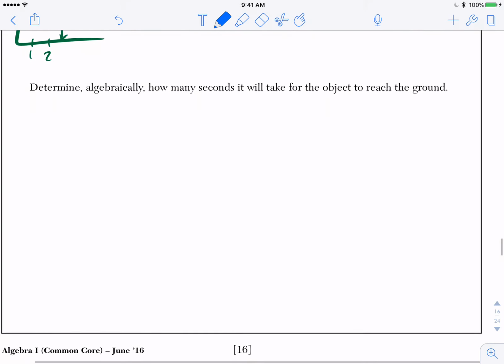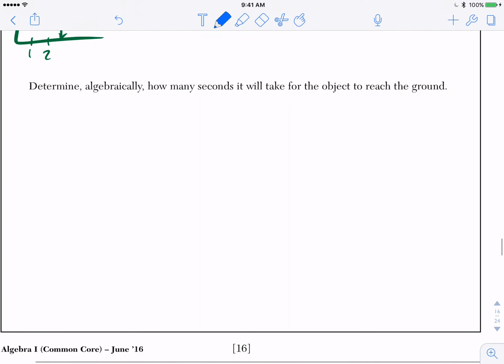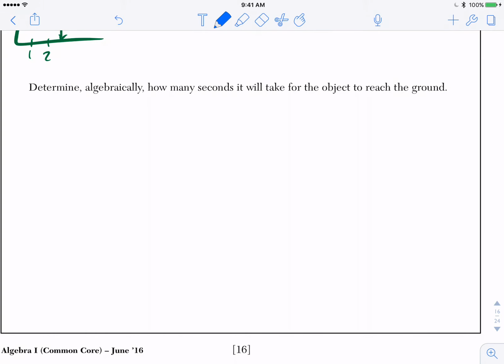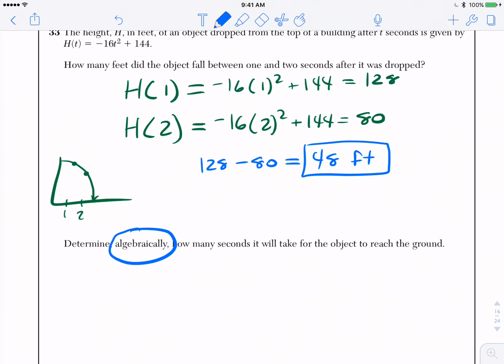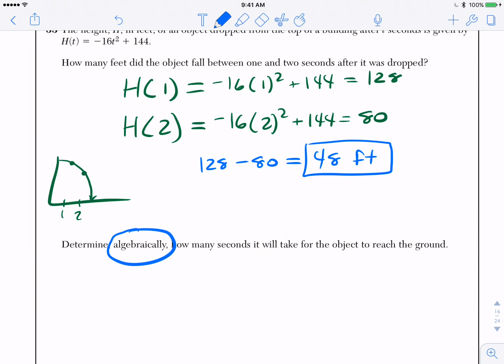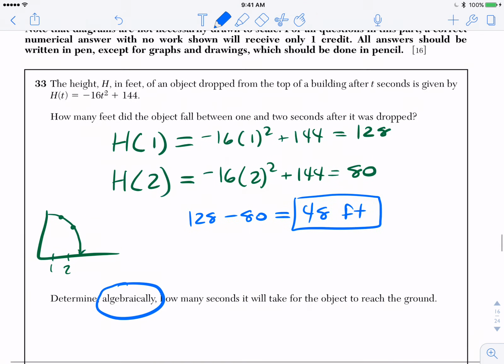And a little follow-up question on the bottom. Algebraically, keyword there, how many seconds will it take to reach the ground? What does this add to this question, the algebraic component? The fact that we can't just use the graphing calculator. We could use it to maybe help us with some calculations, but we can't just guess. We can't just say, oh, I got this off my calculator and the answer is 7, something like that. We actually have to do some algebra here.